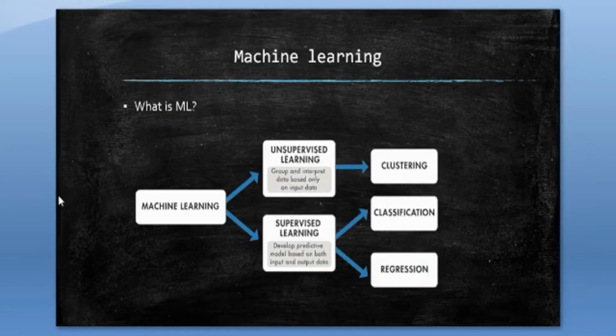Unsupervised learning, we use it when we have unlabeled data. So we use unsupervised learning techniques like clustering to train it, and it will classify and label this data.